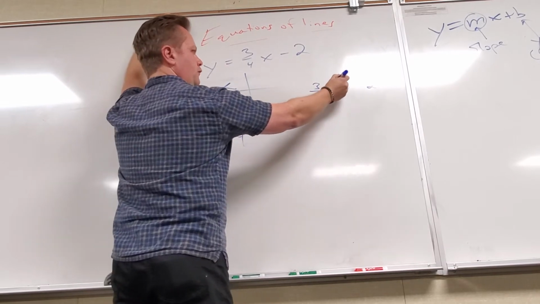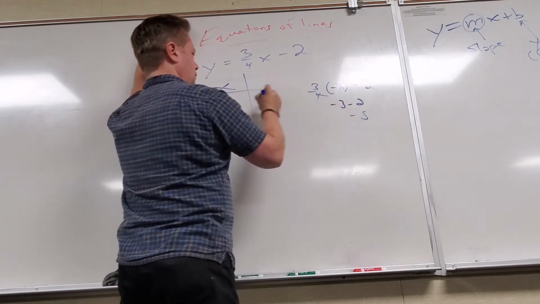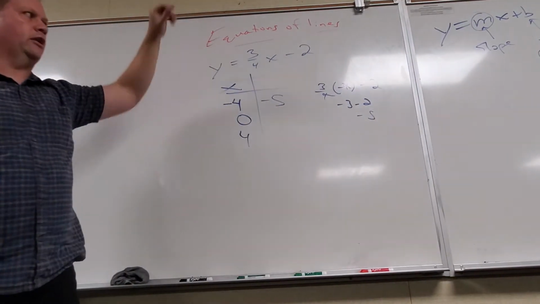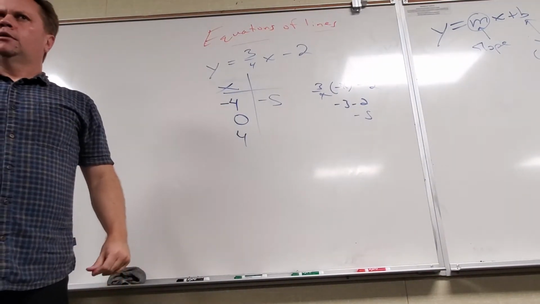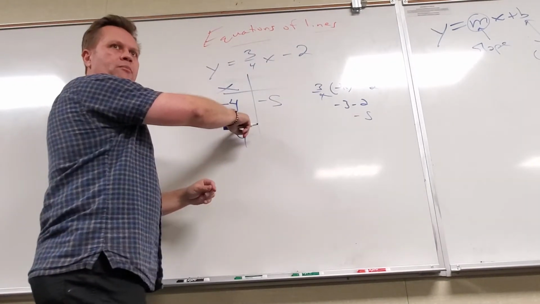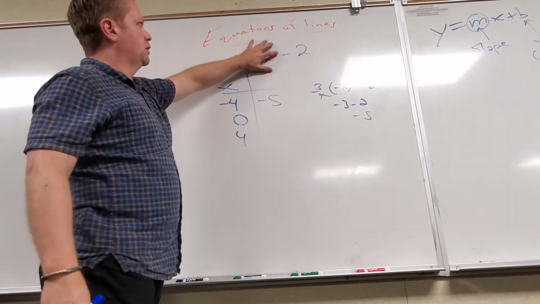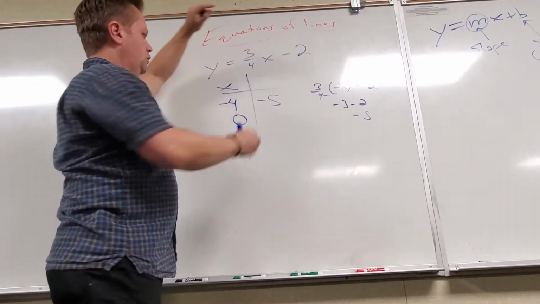Yeah, the 4's cancel, so you get negative 3 minus 2, negative 5. You guys with me? What do you get when you put a 0 in? Please let that be easy. Yeah, 3/4 times 0 goes away. Negative 2 is left.